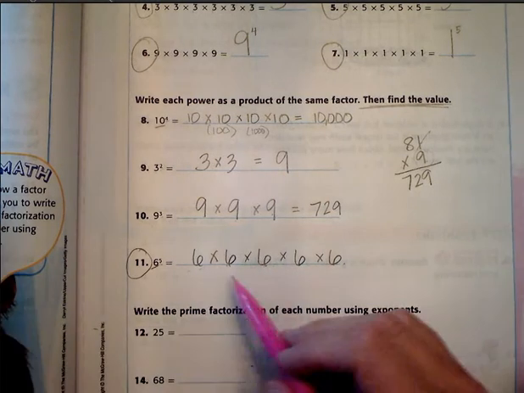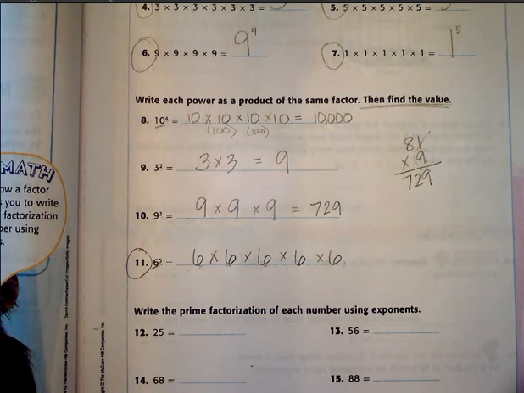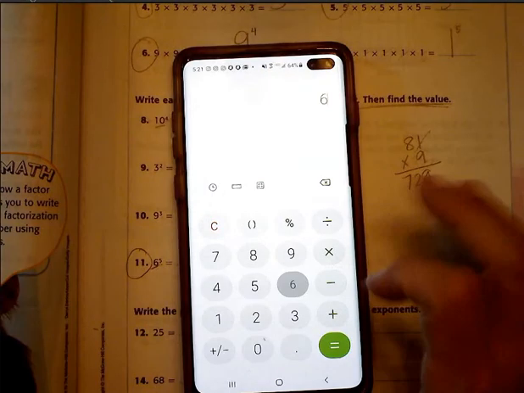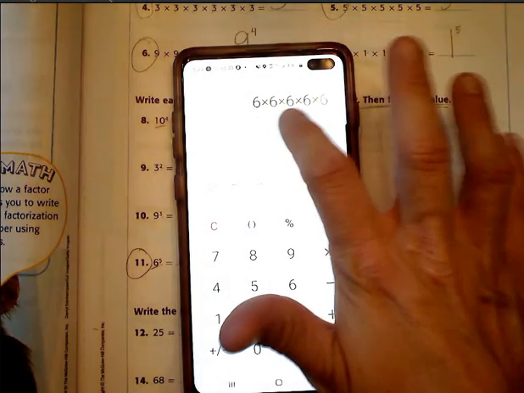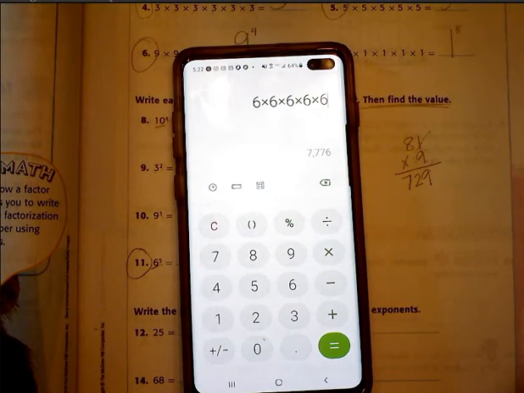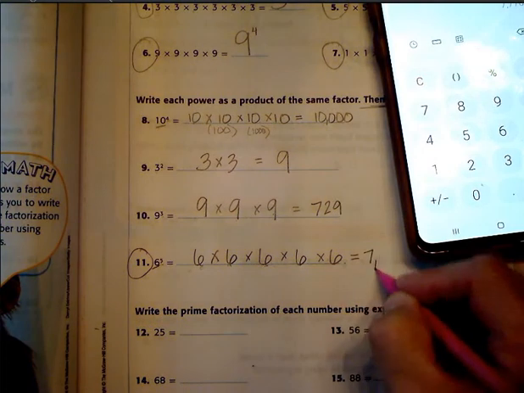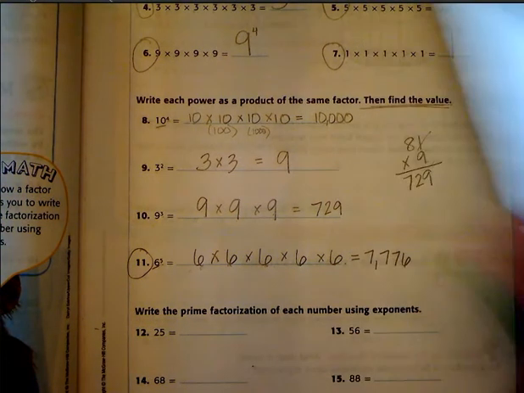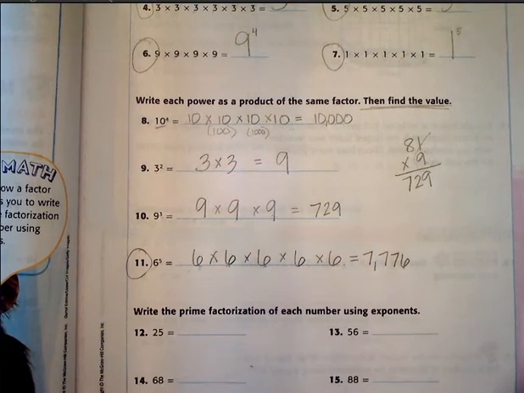Now I have to do the multiplying. And sometimes, you guys, this gets a little bit crazy, this multiplication. And so for the sake of time, we're going to check our work here. I'm going to use the calculator to show you how this works. So 6 times 6 times 6 times 6 times 6 is 7,776. That's a huge number for just this thing that says 6 to the 5th power.